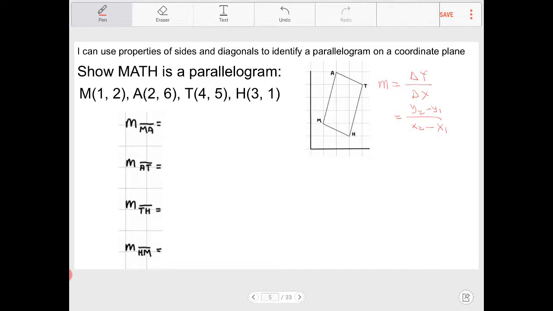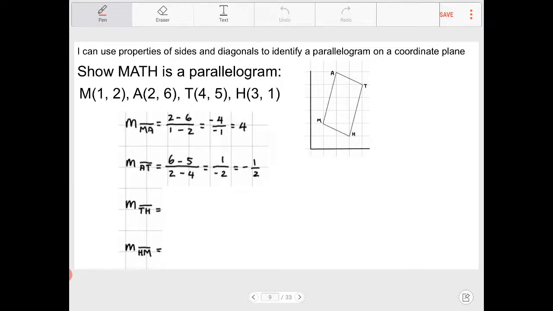And welcome back. So the slope of MA, we can see that change in y over change in x is going to be 4 over 1, or 4. Slope of AT will be negative half. Slope of TH will be positive 4. And slope of HM will be negative half.